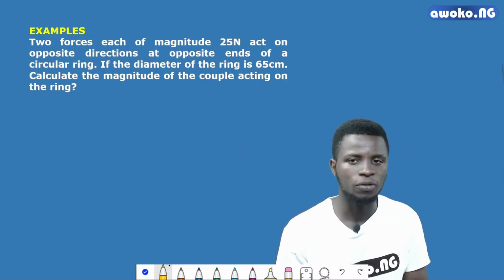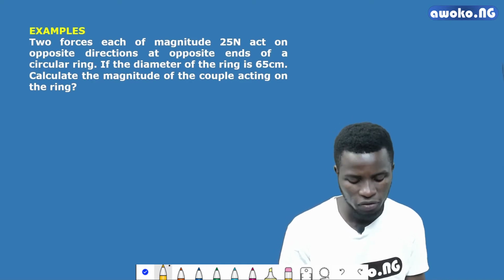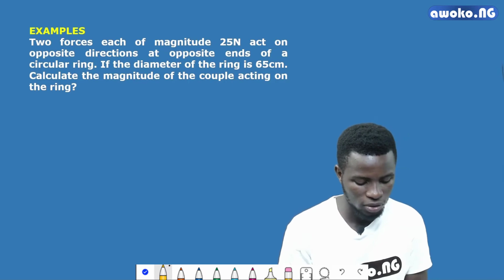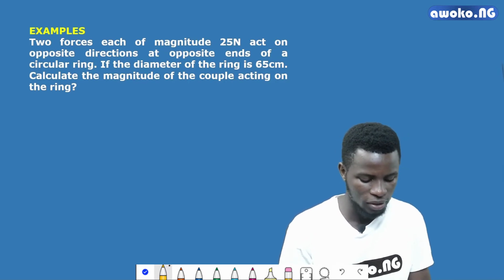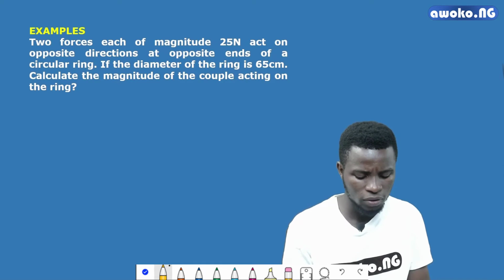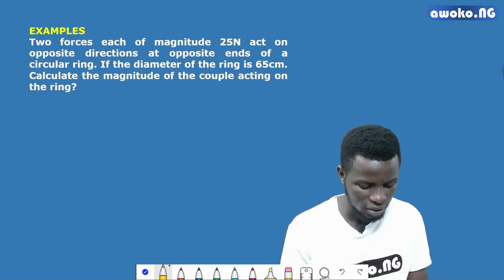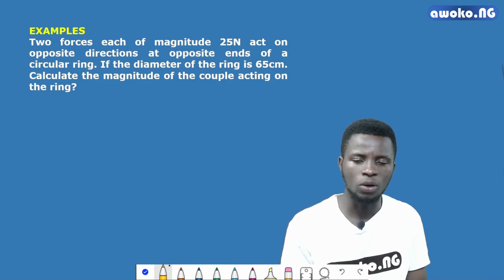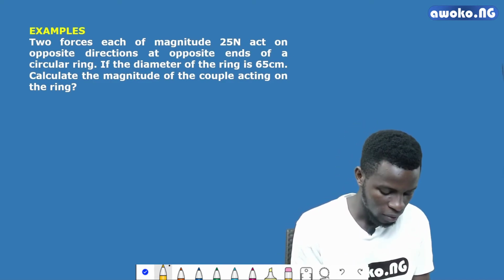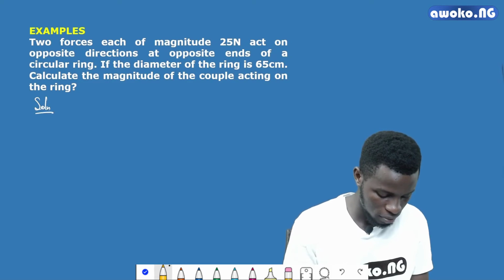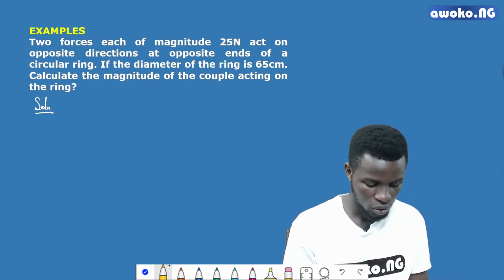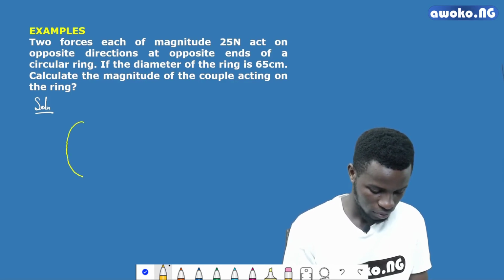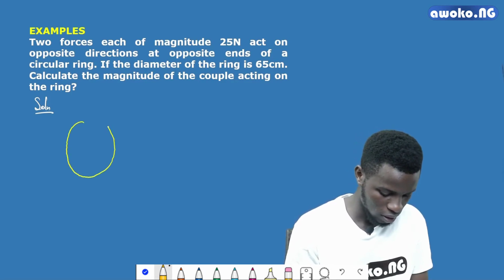Two forces of magnitude 25 Newton each act in opposite directions at opposite ends of a circular ring. If the diameter of the ring is 65 centimeters, calculate the magnitude of the couple acting on the ring. We can bring up a pictorial representation of what we are talking about. Remember, we talked about a ring, so let's call this the circular ring.